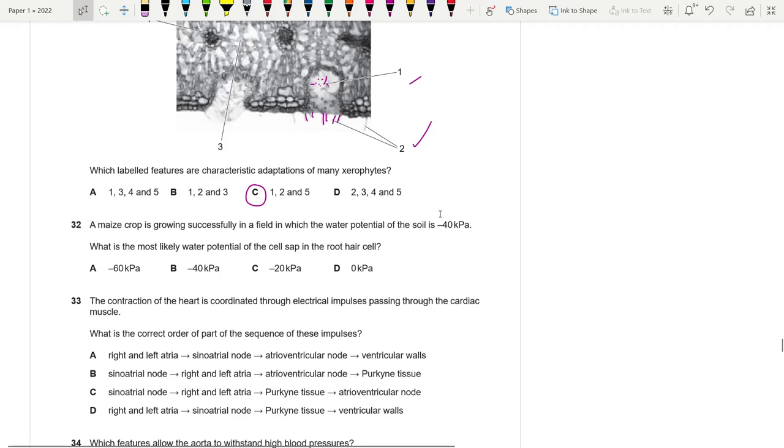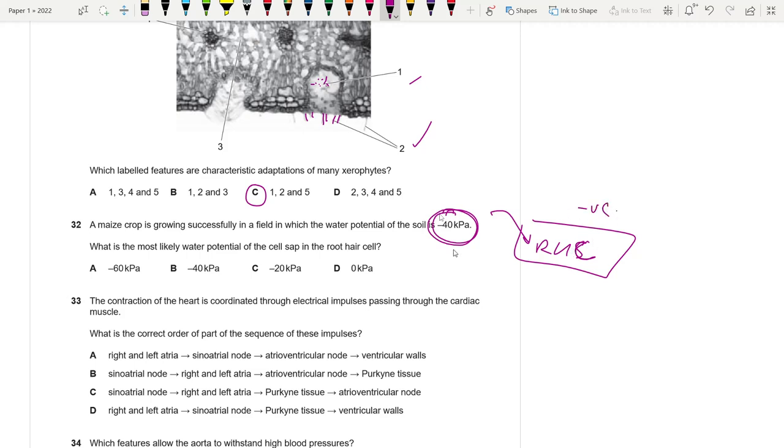So it is growing properly, right? So water is coming from the soil into the root hair cell, okay? So for this to happen, this must be more positive than the root hair cell, so this must be more negative compared to minus 40. The only possible answer is minus 60, or else water wouldn't come in to the root hair cell, right? Because the soil is at minus 40. For water to move down a potential gradient, it needs to go from minus 40 to minus 60. Okay, 32 is A.